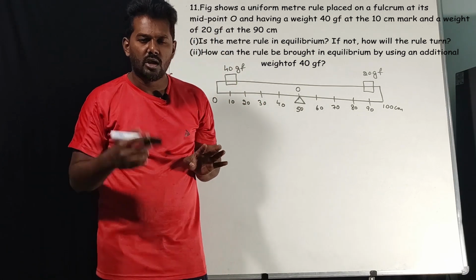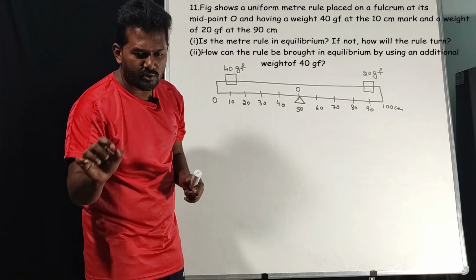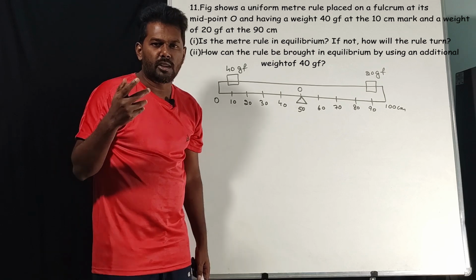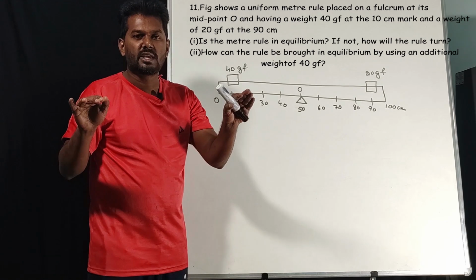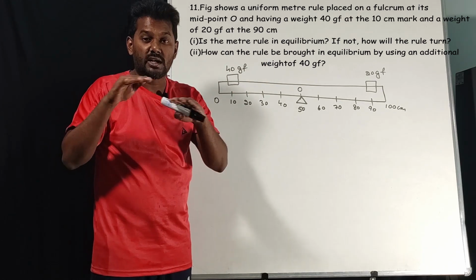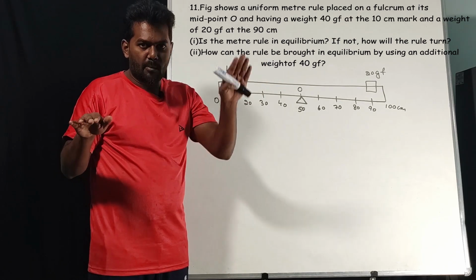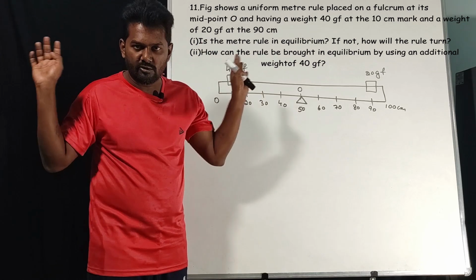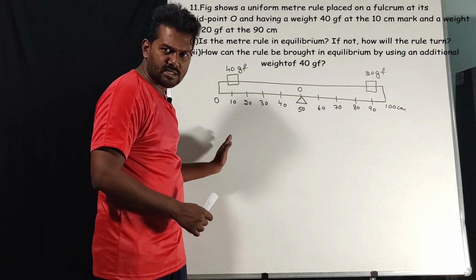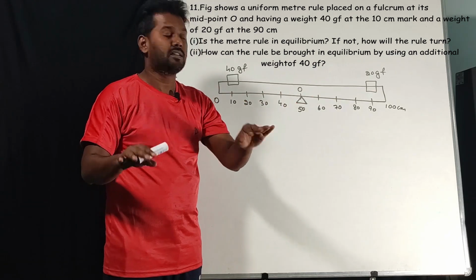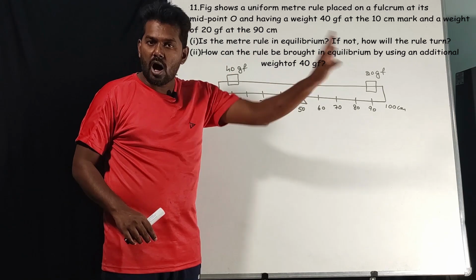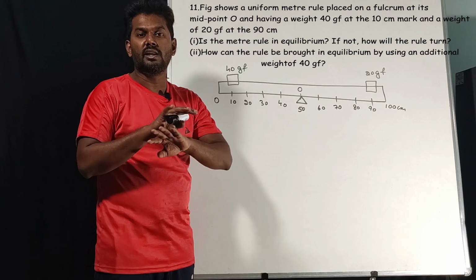See, very important thing. So we'll go question by question. We'll go for the first one: is the meter rule in equilibrium? Listen, what do you mean by equilibrium? Equilibrium is nothing but whether the scale is in a balanced state, whether it is horizontal and balanced. If it is balancing, that means it is in equilibrium. For that we need to check the values. How can we check it? If the value of LHS is equal to the RHS, then the scale is in equilibrium. If the value of LHS is not equal to RHS, then these two are not in equilibrium.